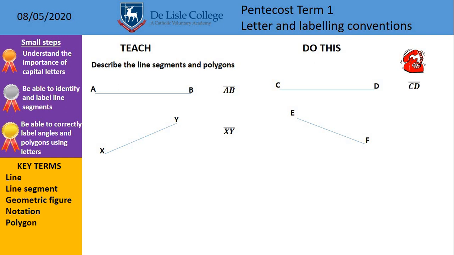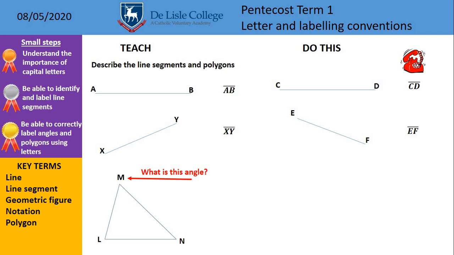Okay, so we should get CD and then EF. The general convention would be to go in alphabetical order, so A to B. If you were to do it the other way around, D to C, that is still the same line segment. So you could do the first one D, C, but convention would be we will go alphabetically.